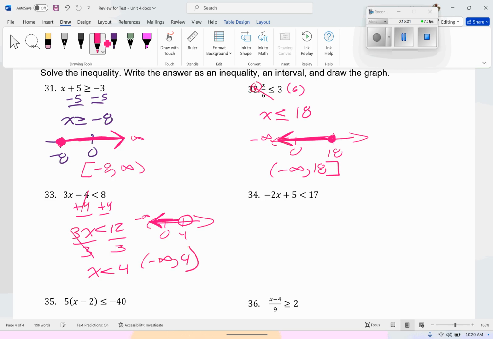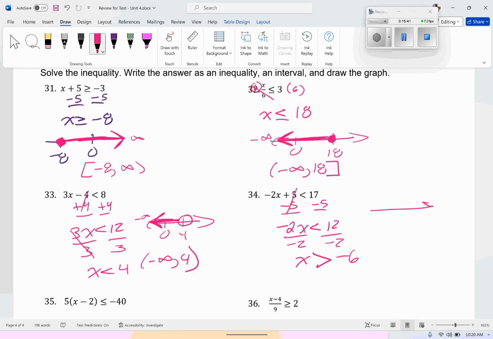And this is going to be a parenthesis because I don't have the equal sign. Number 34, I'm going to subtract 5 from both sides first. Those cancel, so negative 2x is less than 12. Divide each side by negative 2. When I divide by a negative, my inequality sign changes directions. 12 divided by negative 2 is negative 6.